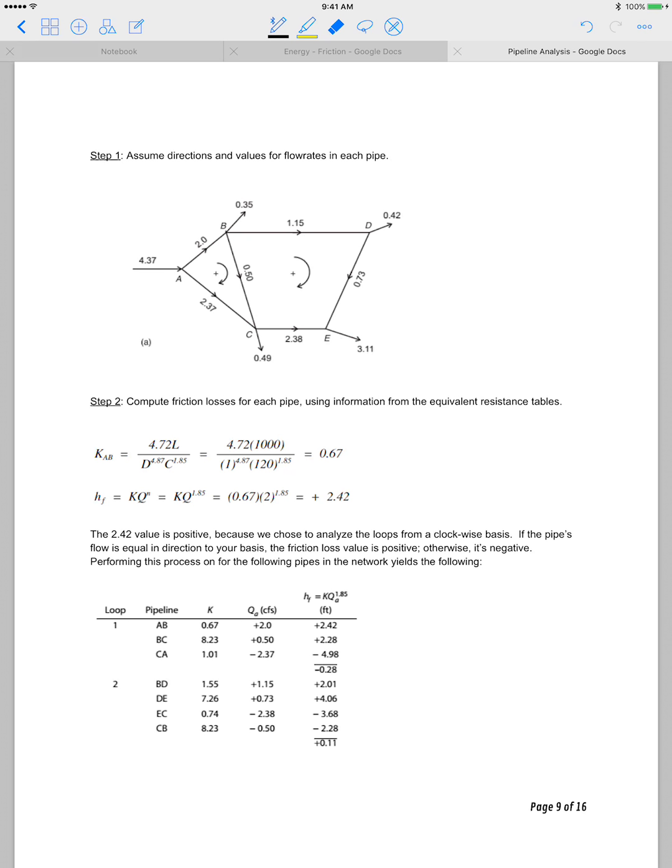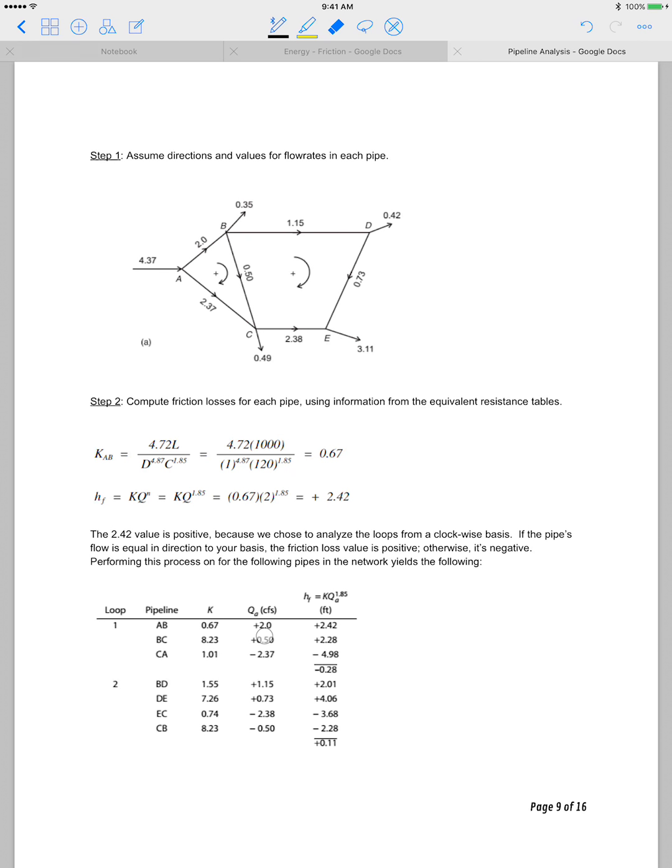So on a loop 1, and we have loop 2, let's call that. In loop 1, we have A to B, B to C, C to A. Calculate the Ks the same way. So what changes? The length changes, the diameter changes. The C value is the same for all. So you get the K values, okay?